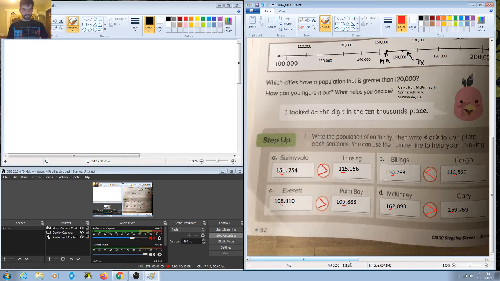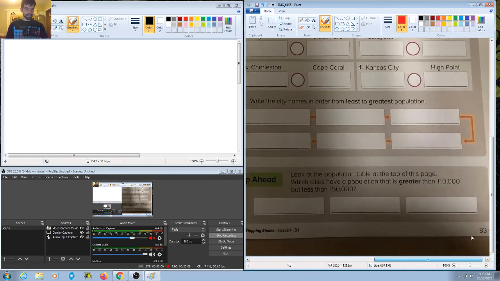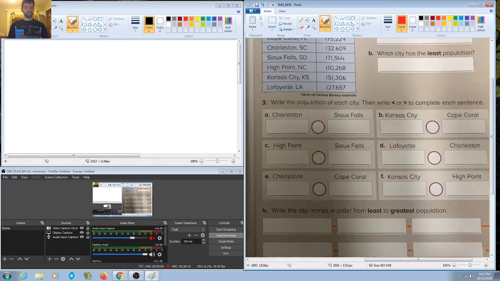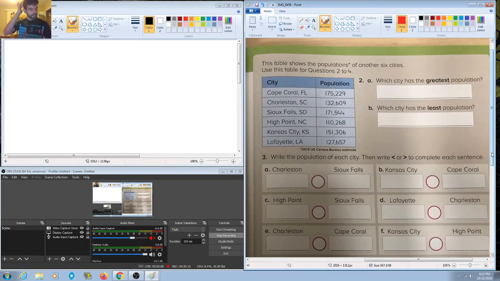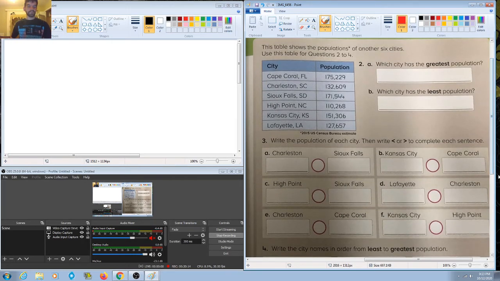Okay. Alright, let's look at the next page here. This page is using the same idea as the previous page, just a different population of cities, and we're going to be using the table to answer questions 2 through 4. So let's look at number 2. Which one has the greatest population?